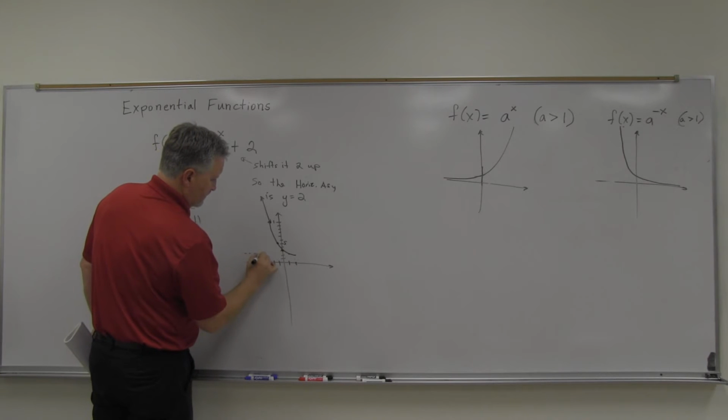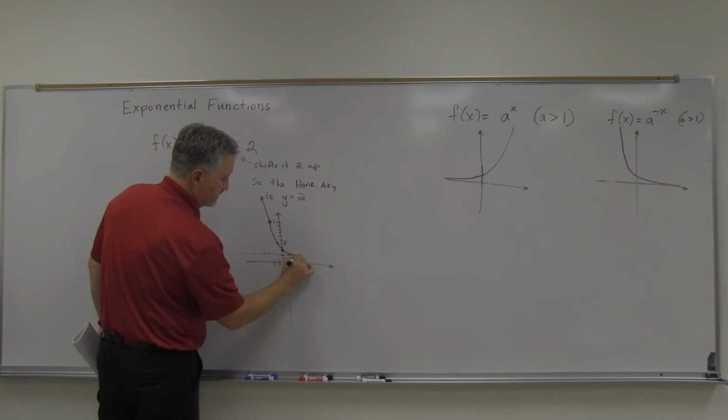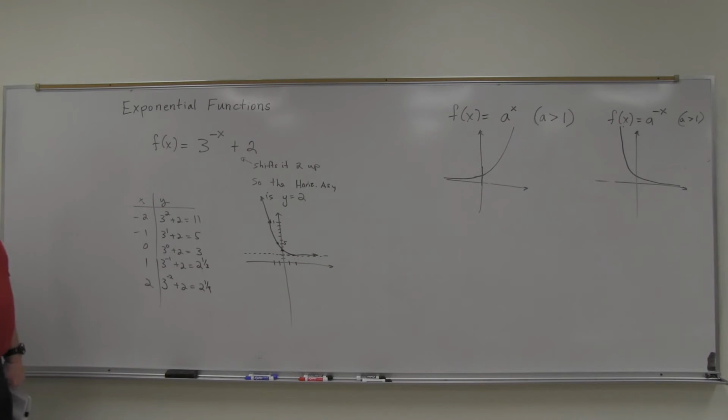The horizontal asymptote is now at 2 there. So it's going to level off. You're not going to go below that line. Is that okay? Question or concern?